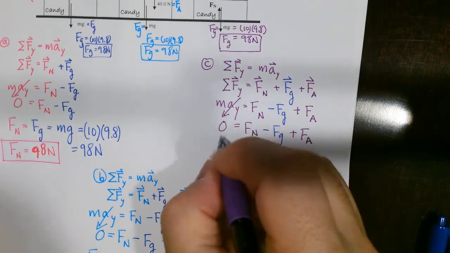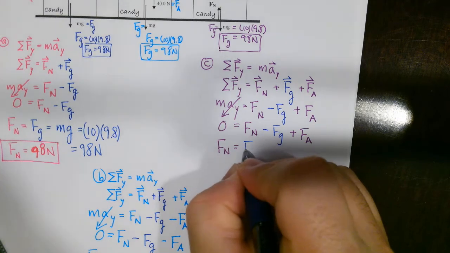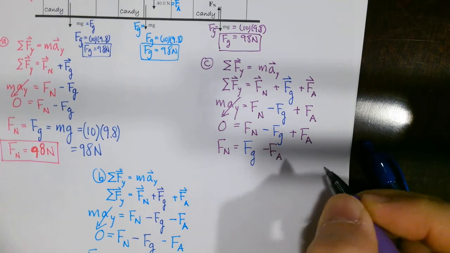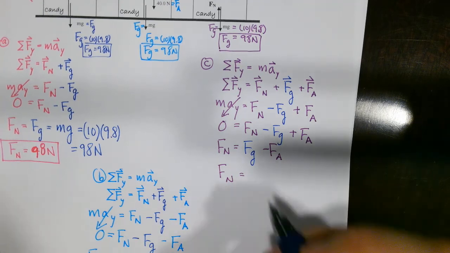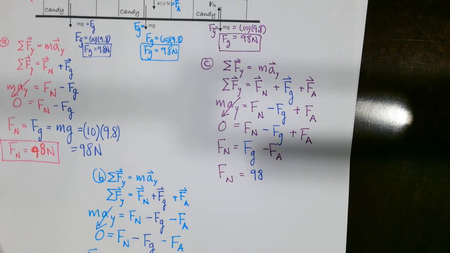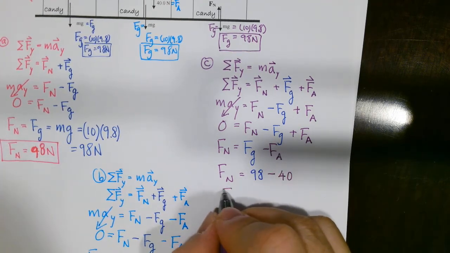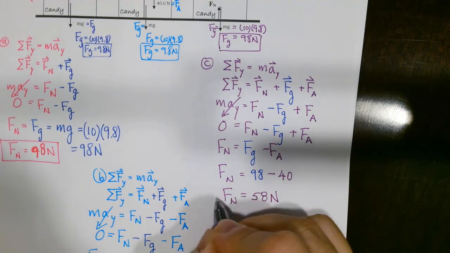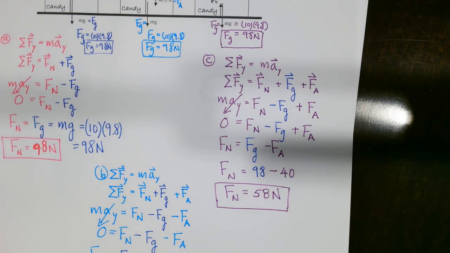Now if I solve for F normal, my F normal is equal to, this becomes positive, this becomes negative. So this time my F normal is equal to 98 minus 40. So my F normal now is equal to 58 newtons. All right.